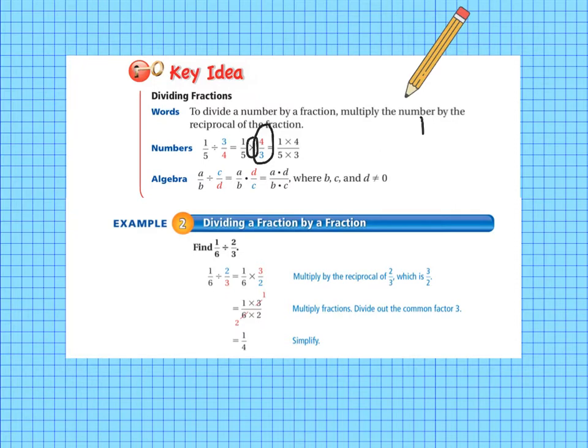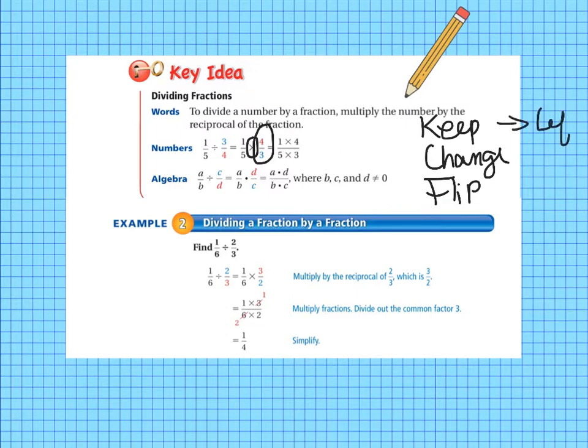Sometimes we write this as keep, change, flip. So we keep the fraction on the left, we change to multiplication, and we flip the fraction on the right.